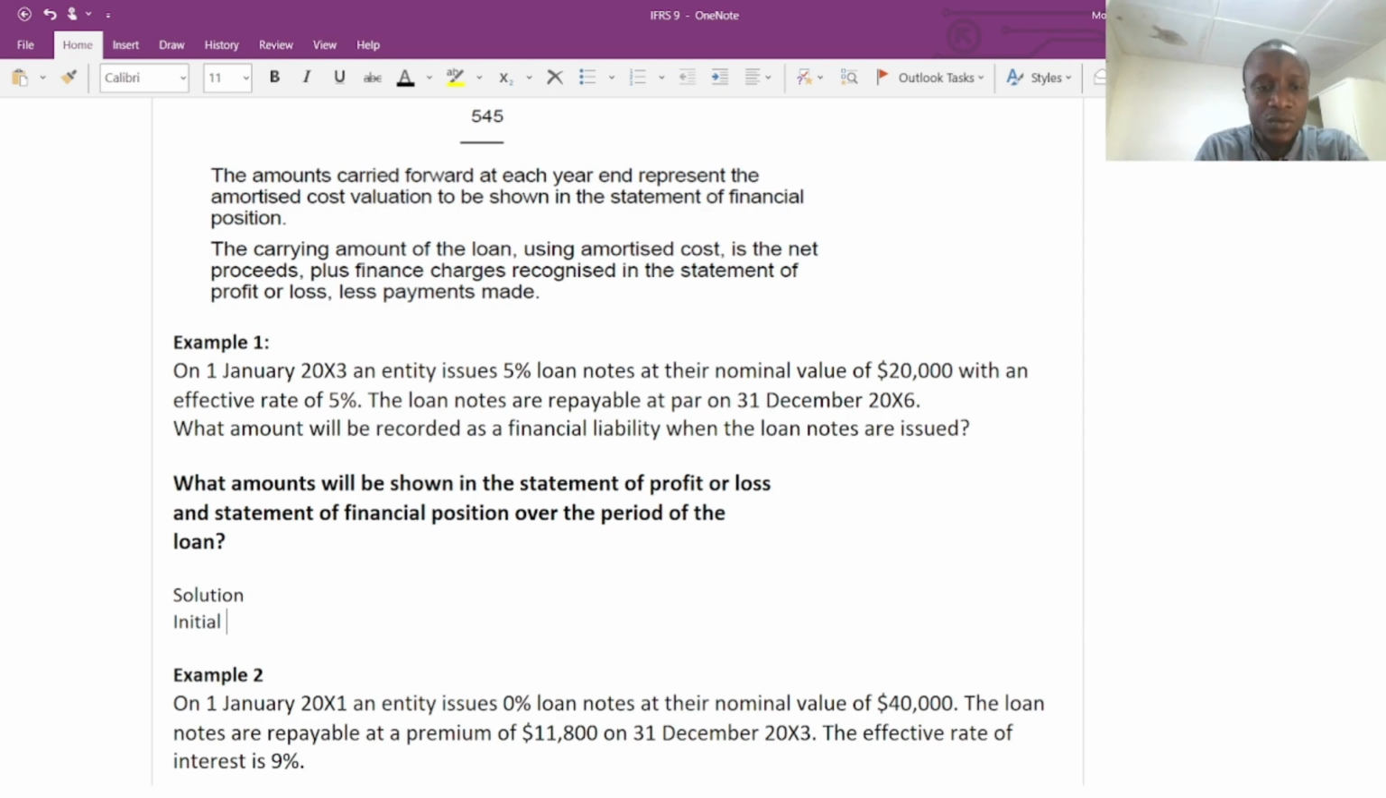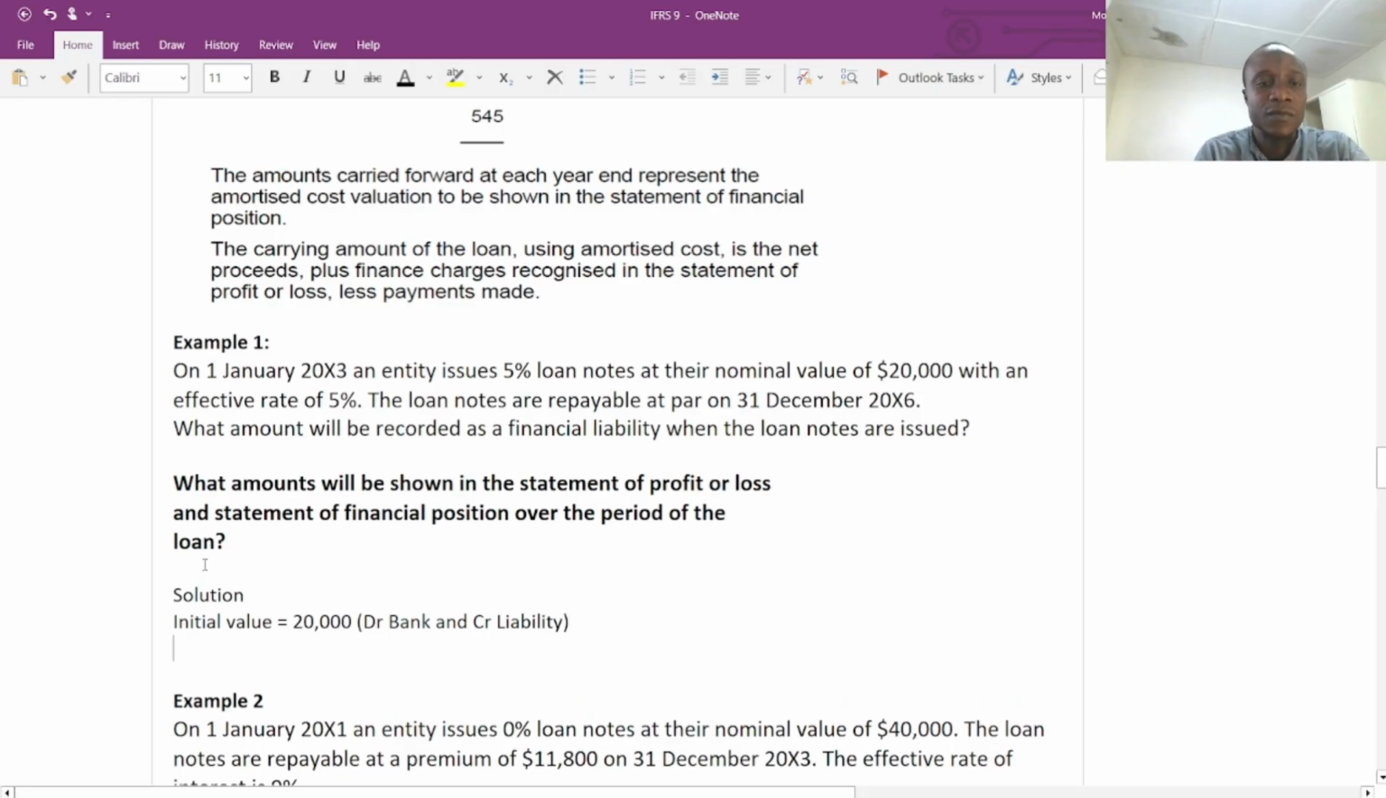So now the initial value is equal to 20,000, which we are going to debit bank and credit liability. Very simple. That's what we are going to do. But now for the interest payment, the finance cost, you are going to calculate it at 5% on the closing liability, or it can be the opening liability, because the closing liability for year one will be the opening liability for year two.